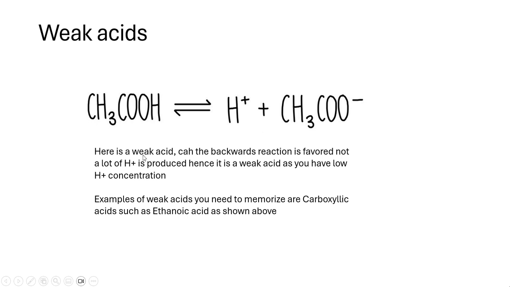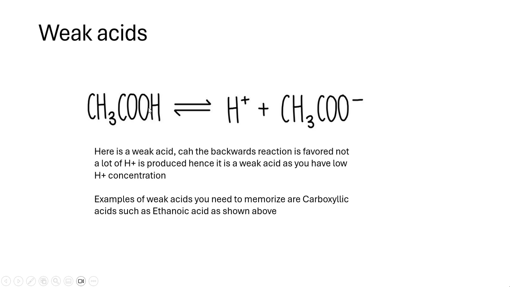So what's going on here? We've got a weak acid. The backwards reaction is favored. Because the backwards reaction is favored, there's actually not a lot of H plus being produced. You understand? So there's a low concentration of H plus, a low concentration of CH3COO minus, and a high concentration of CH3COOH.